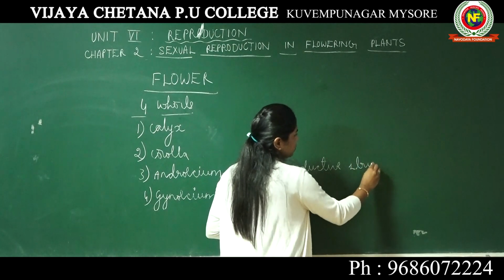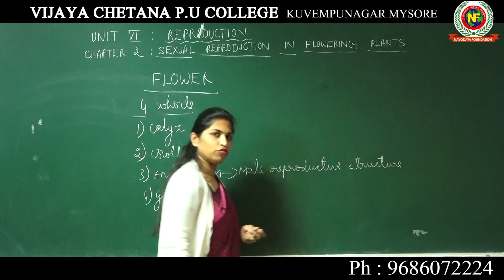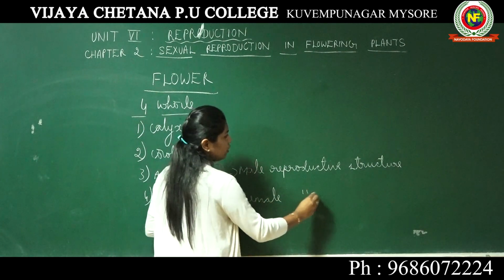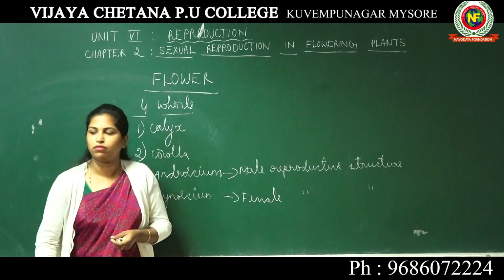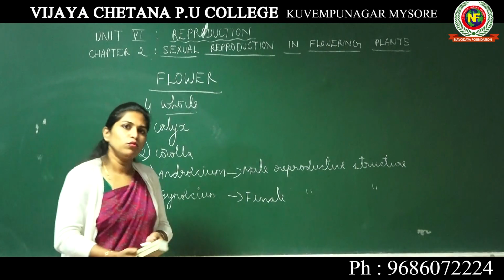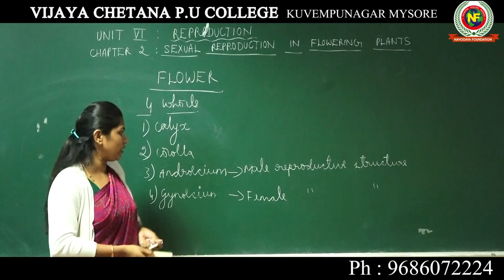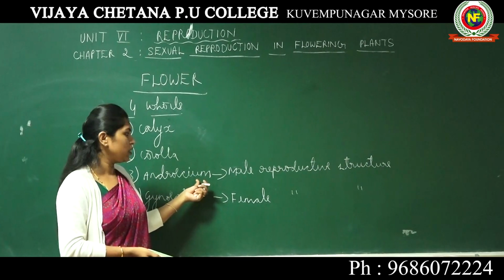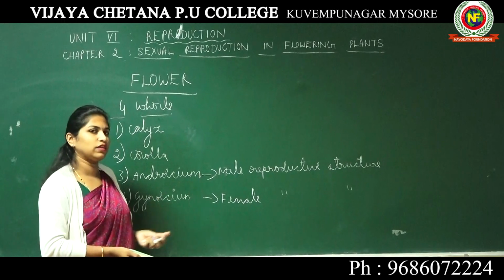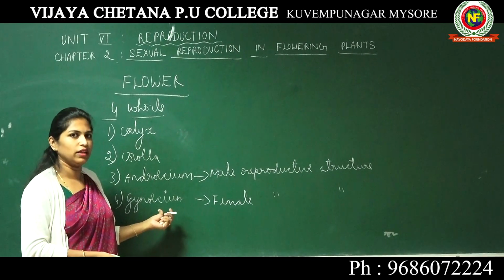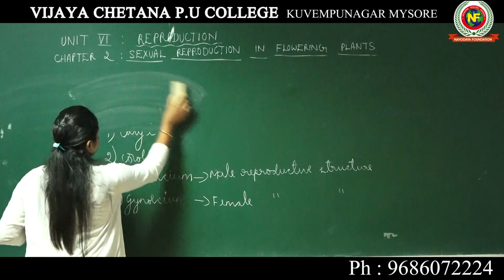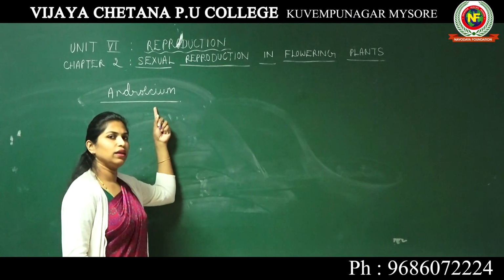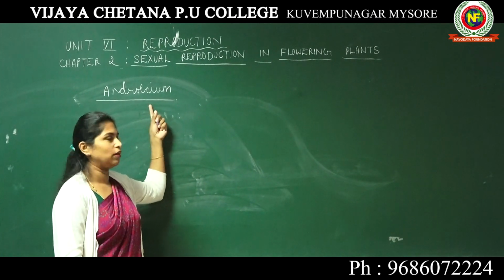Androecium, as you all know, is the male reproductive structure of a flower, and gynoecium is the female reproductive structure of a flower. Now we have to discuss in detail. In today's class we will discuss in detail the structure of androecium in a bisexual flower. In the next session we will be dealing with gynoecium.